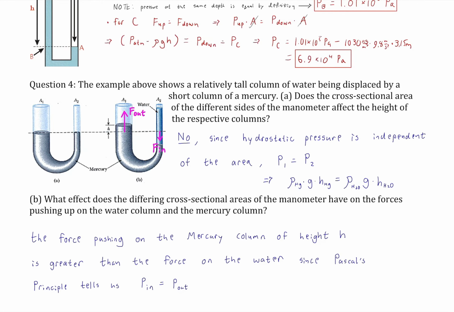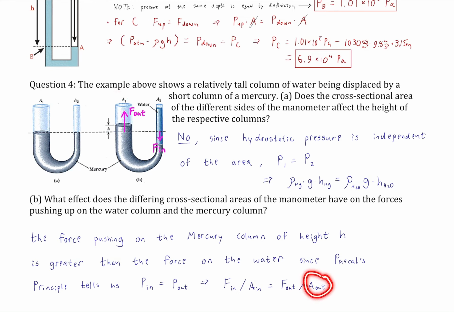Okay, so what effect does the differing cross-sectional areas of the manometer have on the forces pushing up on the water column and the mercury column? Here it is. The force pushing on the mercury column of height h is greater than the force pushing on the water column, since Pascal's principle tells us that the pressures must be equal to each other. And indeed, we see in the definition of hydrostatic pressure, again, that they must be equal to each other. So that means that something else must be different. And indeed, it's the force, because the pressure in is F in over area, and the pressure out is F out over area, which means that F out is going to be equal to A out over A in times F in. Well, A out is a much larger value because that's A1. A in is the smaller value, A2.